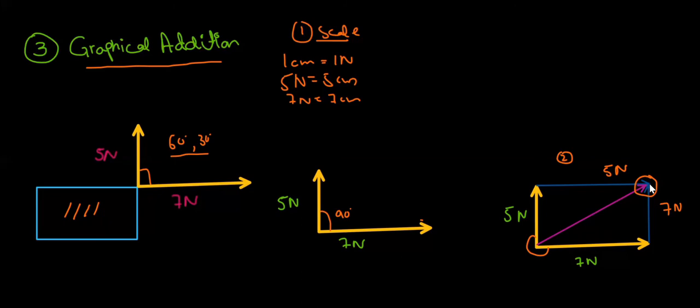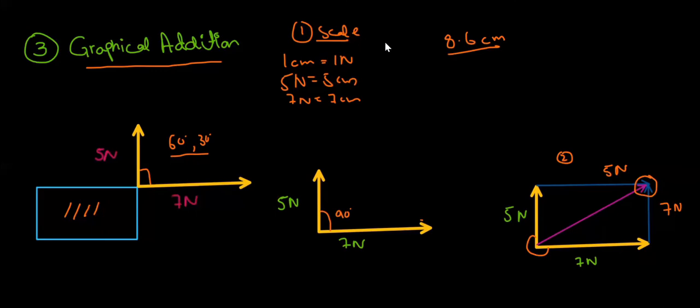Because if you did this in the opposite way, this would be the direction, but the direction of the net force is actually this. So it's very important you take it from the tails to the heads. Now what you need to do is measure this arrow. Since I've done this before, I know that this arrow will measure around 8.6 centimeters.